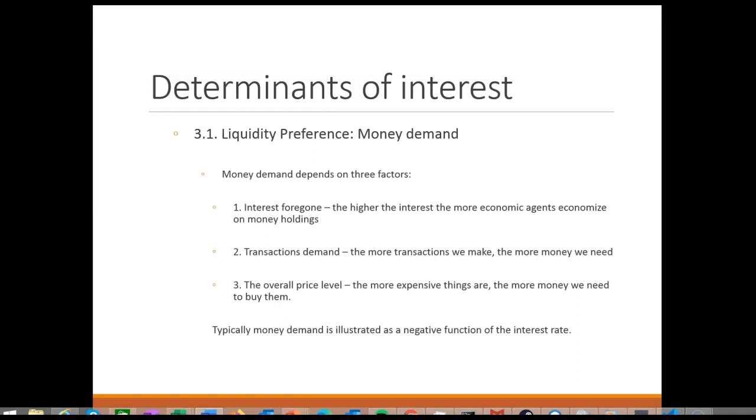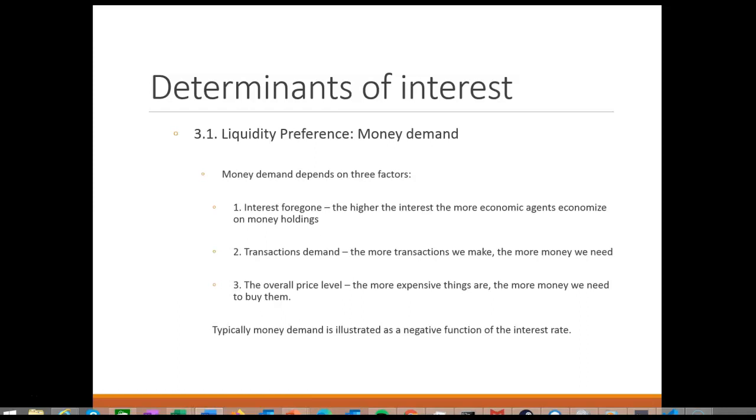Number two, transactions volume. In the aggregate economy, the more we buy stuff, the more money we need, all else the same. And the more we produce, the more transactions we make, the more money we need to make these transactions. As a proxy, money demand then increases roughly proportionally to real GDP as an indicator of overall transactions volume.